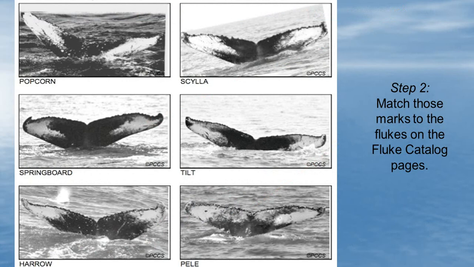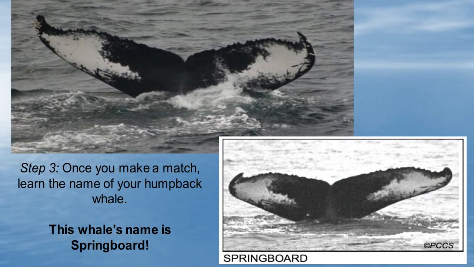So let's see who it is. All right. I'm checking it out. What do y'all think? Who do you think that was? You can go back and take a look and see what you think it matches to. I think I get the answer here in a minute. Yeah, I was kind of guessing springboard. Yeah, right. So you make the match, then you can learn the name of your humpback whale. Okay, so this whale's name was springboard. Very cool. Y'all can go back and look at that and see if they do have those similarities there.